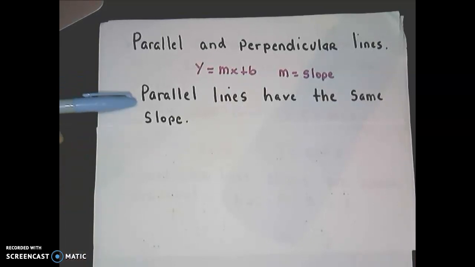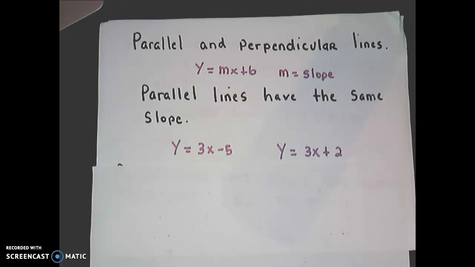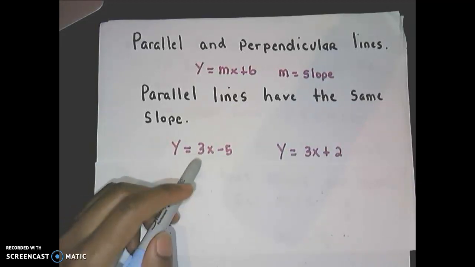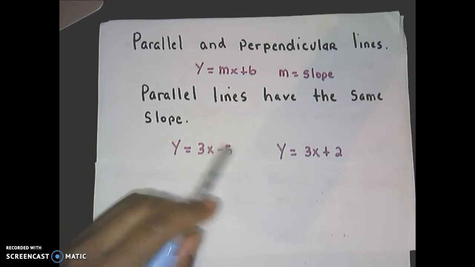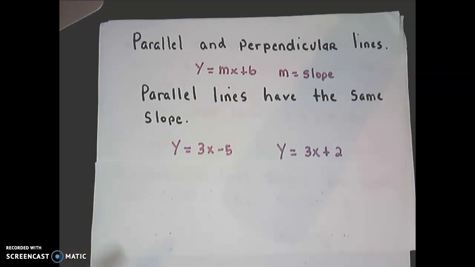So what do we know about two lines that are parallel, or multiple lines that are parallel? If the lines are parallel, they're going to have the same slope. So this is just an example of two lines. If you were to graph them, they would be parallel because they both have a slope of 3. And so these two lines would be parallel.